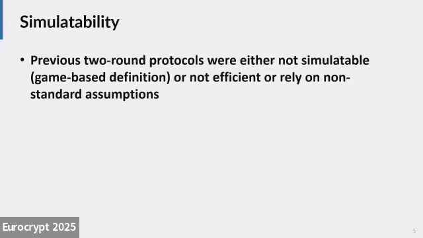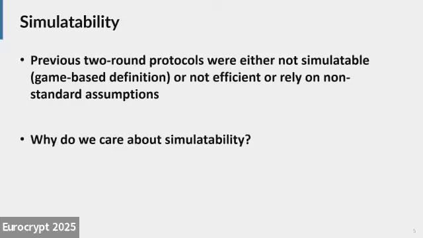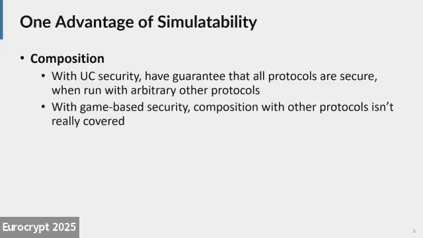As I said, previous constructions of two-round protocols are not simulatable, not efficient, rely on non-standard assumptions, or have some sort of setup or pre-processing that you need to do on an ongoing basis. Okay, let's start with why we care about simulatability, because that's really what we're getting in all of these things. You can do all of these things in different ways without the same level of security, so why is this important? There are actually a few answers, but the one I want to focus on is that of composition.